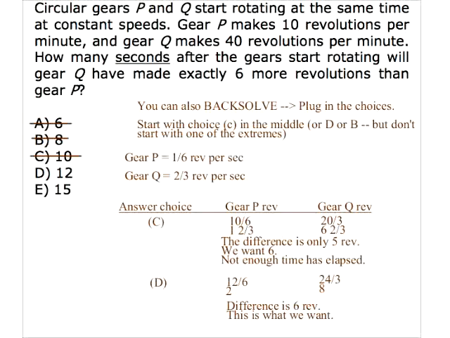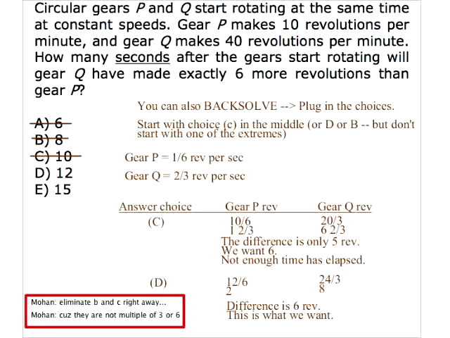This is not really true. Eliminate B and C right away because they're not multiples of 3 and 6. Let me put this in a red box here, and let me write next to it, no, period. That'll get you in trouble, because if you imagine that I had the question asking about 5 revolutions instead of 6, if that's the question, then the answer is actually C.